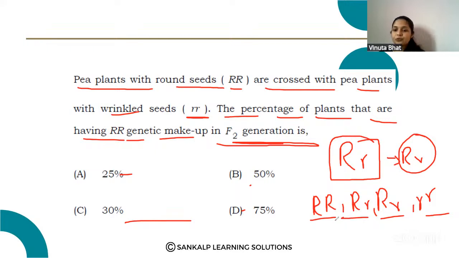Here, in these 4 plants, capital RR is only one plant, that means 25%. And the genetic makeup RR is only 25%. Okay, if they ask for the total tall plants, that is 75% tall plants present, but RR genetic makeup is only one plant, that is 25%. Okay, so like this you have to solve the questions.